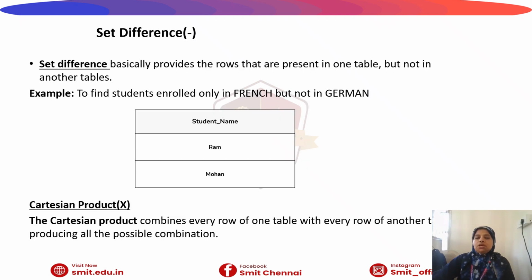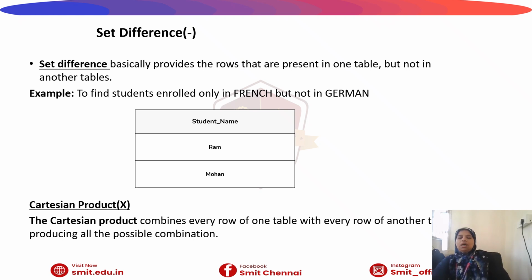Next is set difference. Difference basically provides rows that are present in one table but not in another table. So the parent table will show Ram and Mohan selected only once and not in German. The name is not present in German. So this name has been selected only once. Okay, that is set difference.